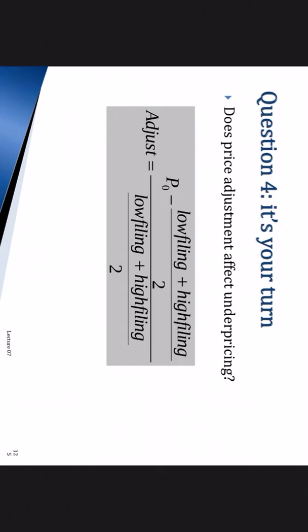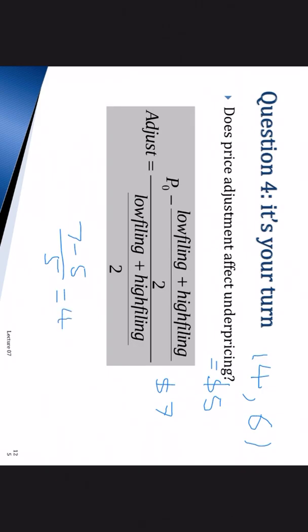Let's look at an example. For example, we have a filing range, I'm making it up, okay, from $4 to $6. So the middle point will be $5. So that is our expected offering price. Let's say the final offering price is set at $7. So this offering price is even higher than the higher boundary. Let's calculate the adjustment: that is 40% price adjustment over the expected offering price.